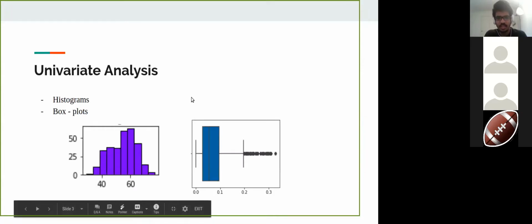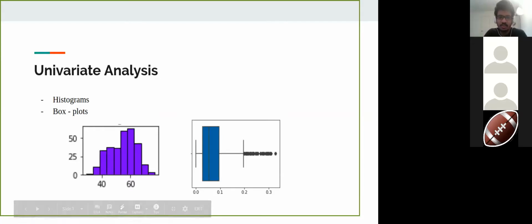EDA for structured data basically includes univariate analysis, bivariate analysis, and multivariate analysis. We'll go through each one by one. Univariate analysis basically means we're analyzing one variable at a time. We'll have multiple features, right? And we'll analyze one feature at a time. So we'll have the histograms or box plots basically.